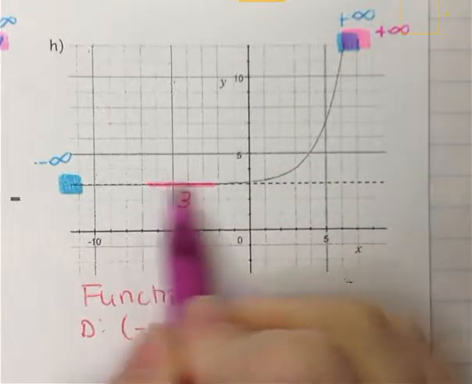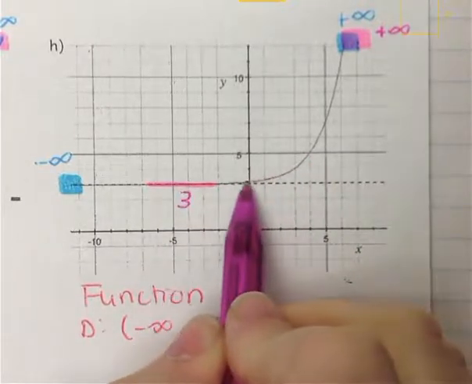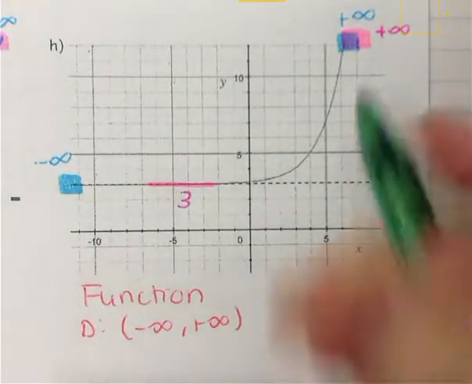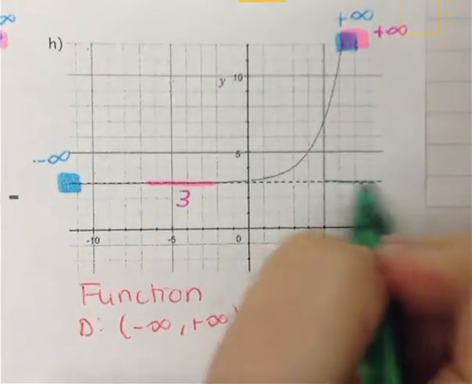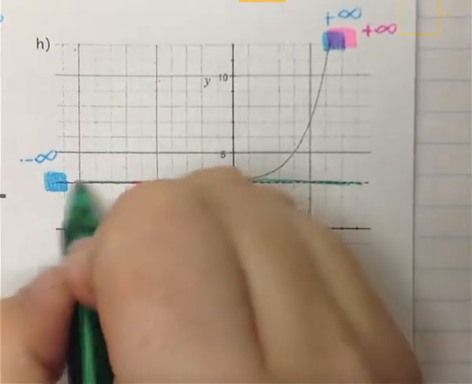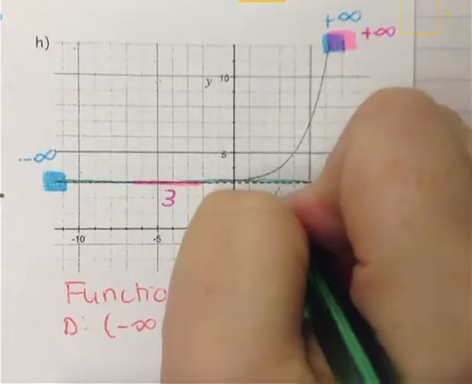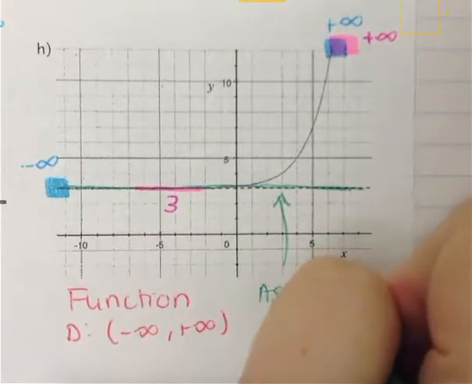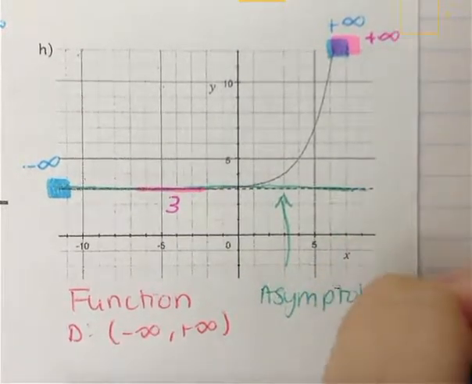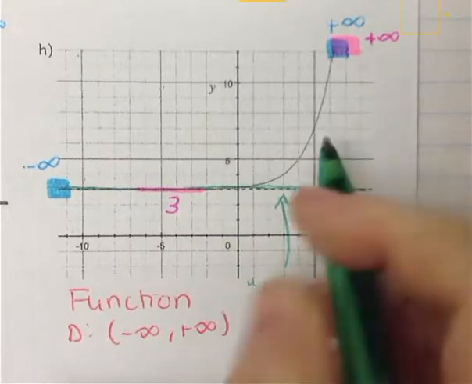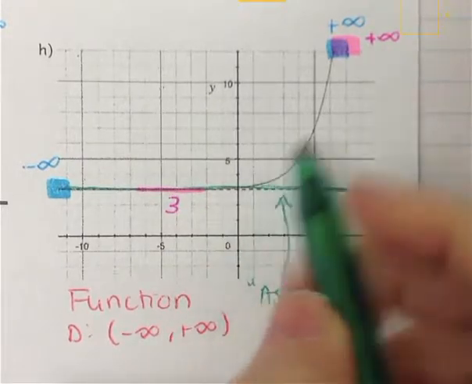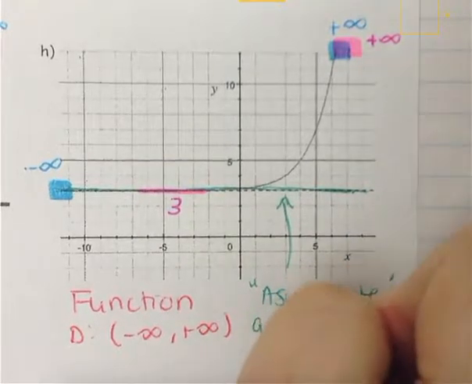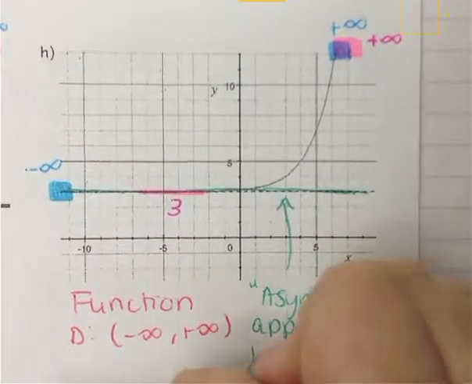Now this is an exponential graph. The exponential graph forms an asymptote. This dotted line here, I'm going to do it in green. This is actually an asymptote. An asymptote is a line where the graph approaches but doesn't touch.